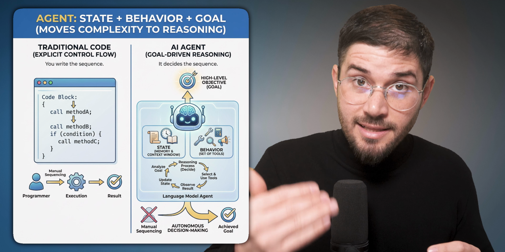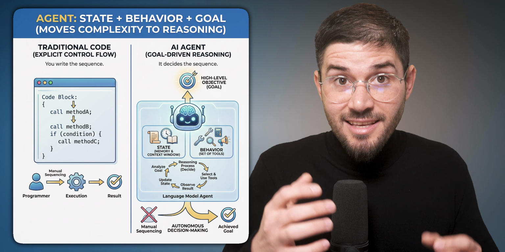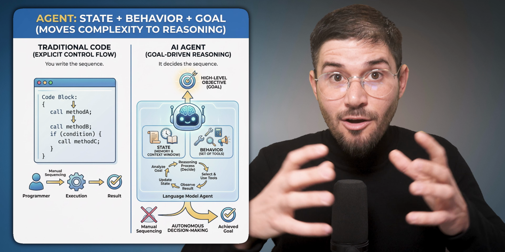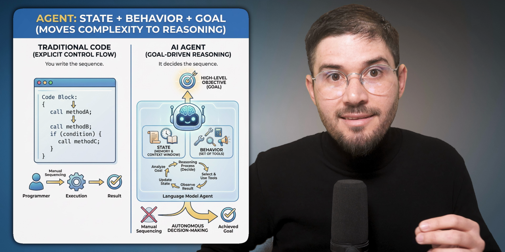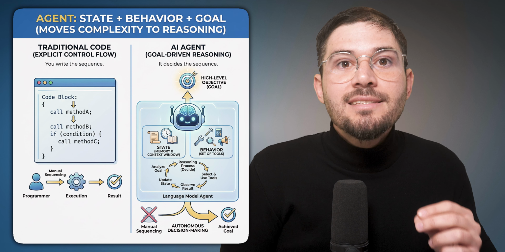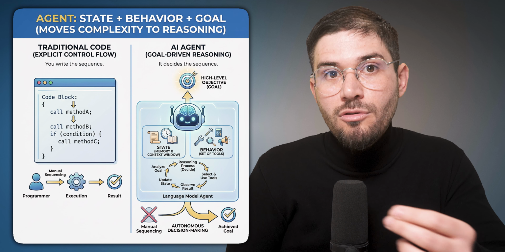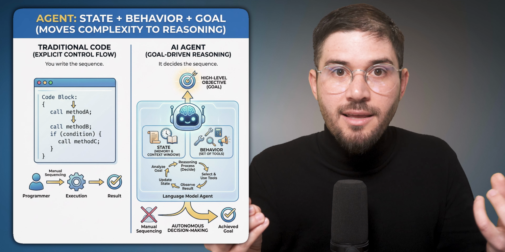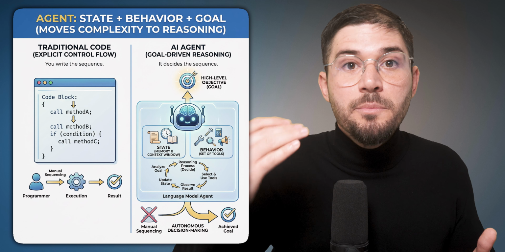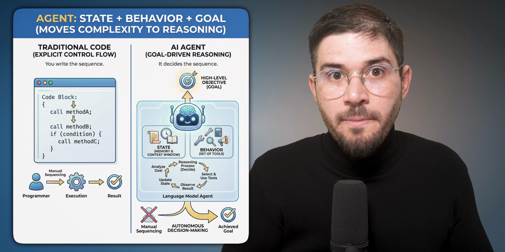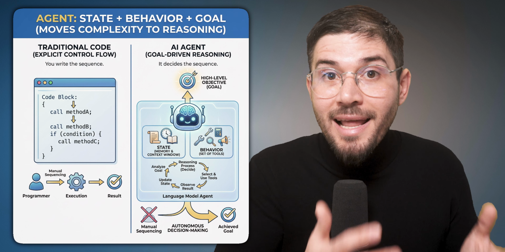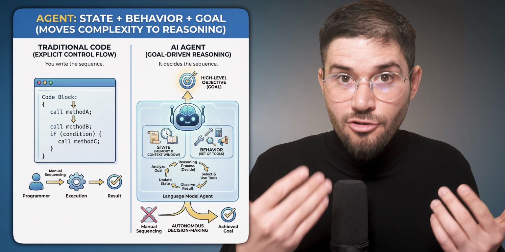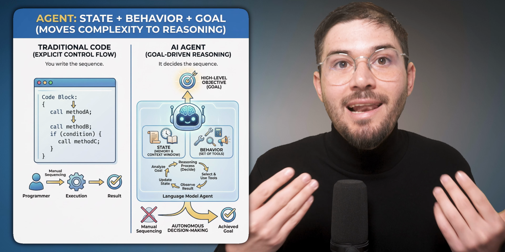Now, let's think about an AI agent. An agent also encapsulates state and behavior. The state is the memory. It is the context window. Its behavior is the set of tools that it uses. But there is a critical difference. The agent has a goal. Instead of you writing code to call method A, then method B, you give the agent a high-level objective, and it decides which tools to use, in which order, to achieve that goal. This moves the complexity from explicit control flow in your code to the reasoning process of the language model.